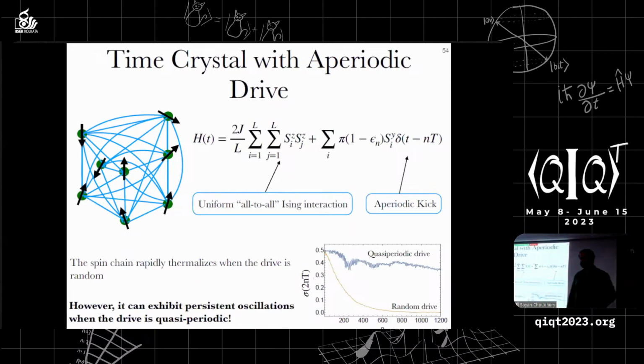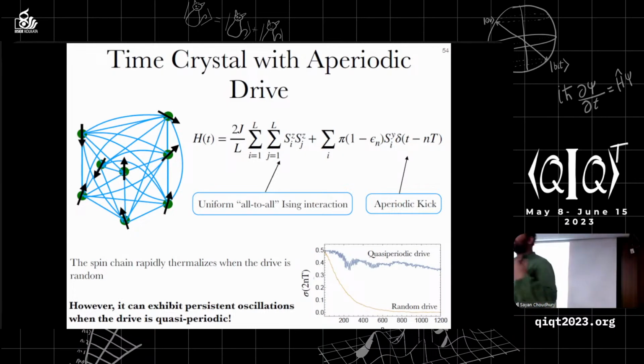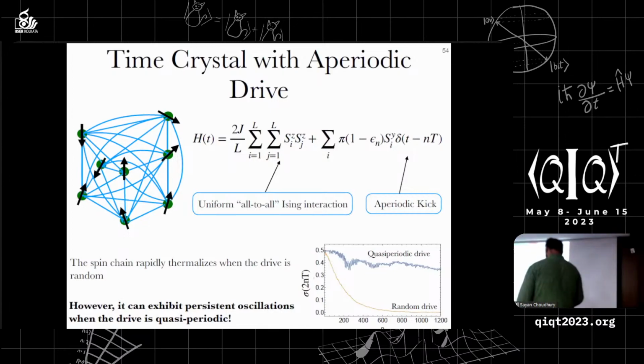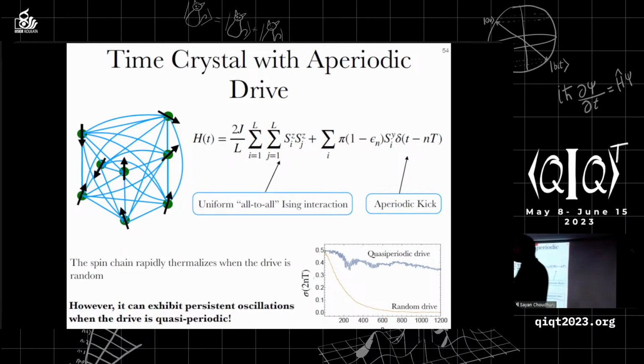Okay. So that is the particular thing that we're going to look at, where we change this here. And it turns out that, of course, for a random drive, the system just thermalizes. However, if your drive has some sort of structure, then the system can actually evade thermalization up to very, very long times. I'm going to talk about a very specific structure to this aperiodicity called a quasi-periodic drive. But in the end, I'm going to make a comment about more general structured drives.